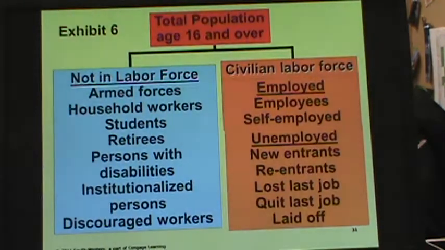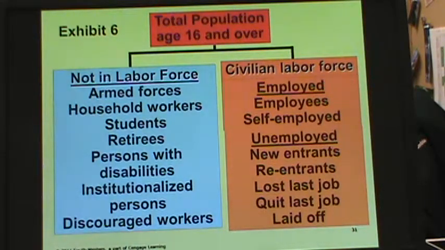Here's a little graph in Exhibit 6. It's on page 167 of your text. It is the population, employment, and unemployment of 2009. So the total population age 16 and over, not in the labor force, are armed forces, household workers, students, retirees, people with disabilities, institutionalized people, and discouraged workers.